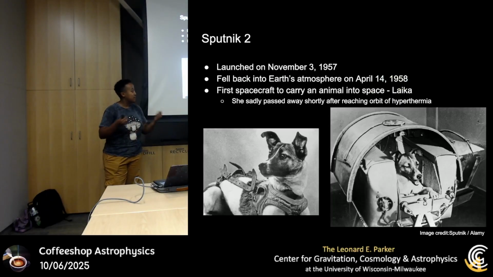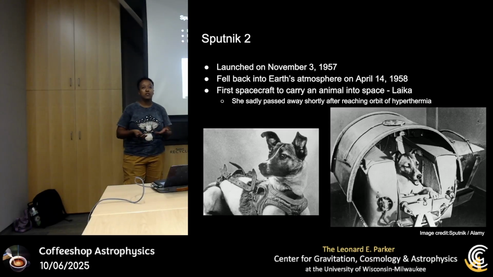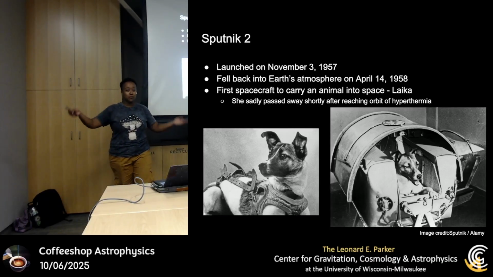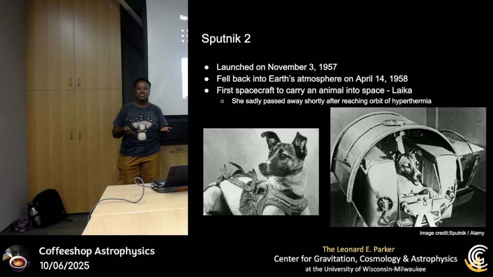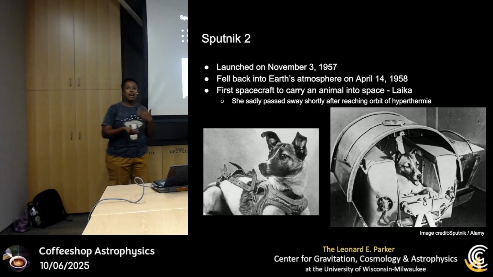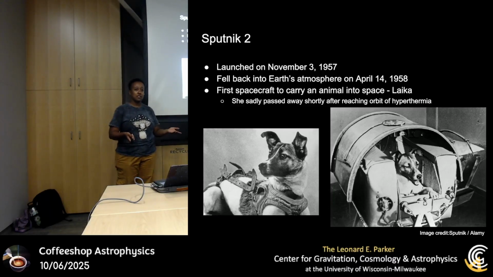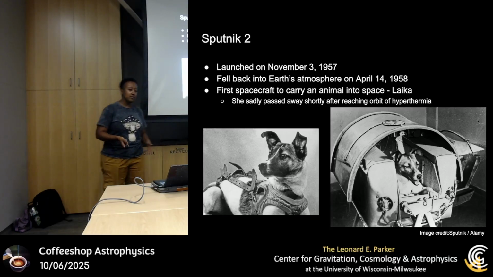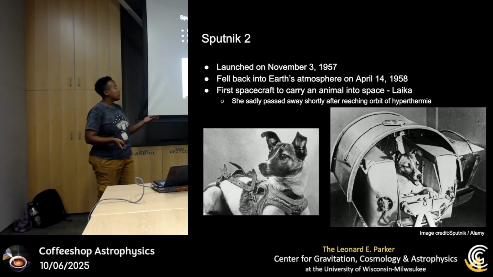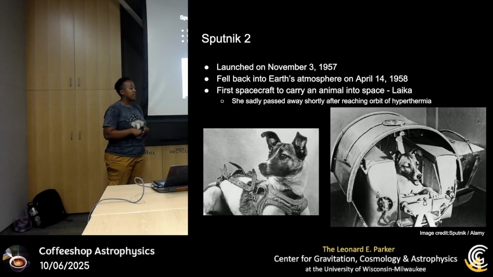All right, so in Sputnik 2, we're not going to go too much into this in this talk, but one of the goals of the space race was to eventually get a person on the moon. And to do that, scientists had to understand what conditions are like in space. How does being in space affect a living person? What kind of things do we need to protect them from? And so as a precursor to eventually sending people into space, they sent animals into space. On Sputnik 2, this was the first spacecraft to carry any animal into space. And this animal was a dog named Laika.